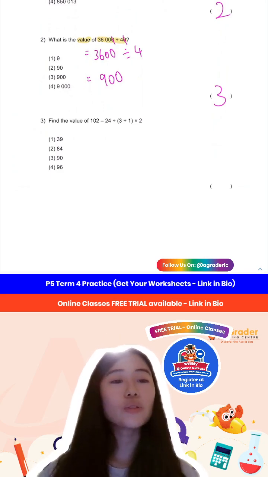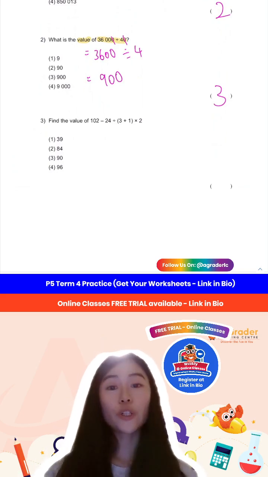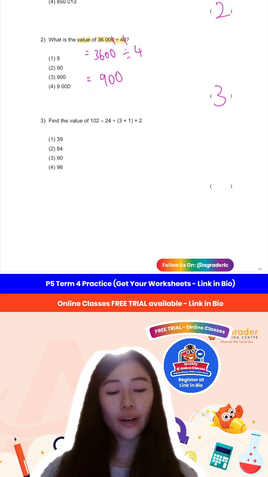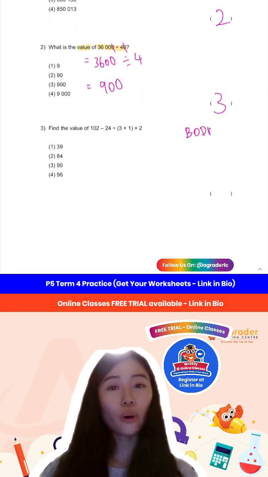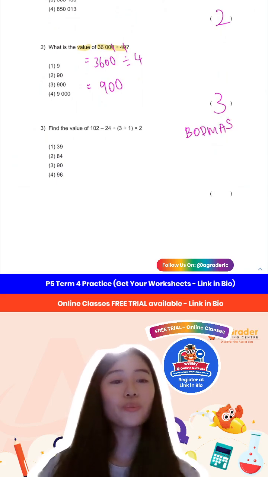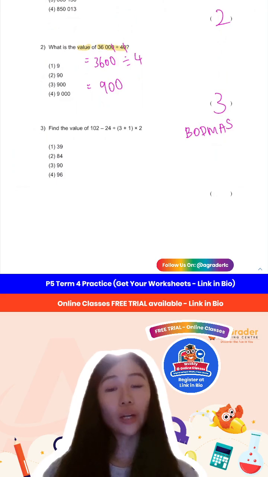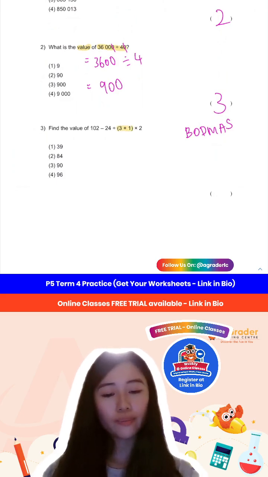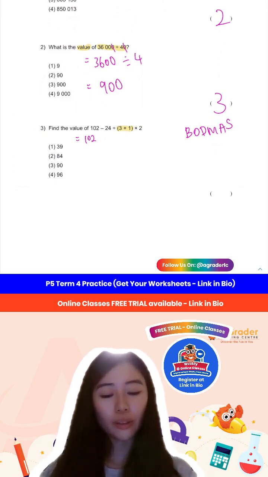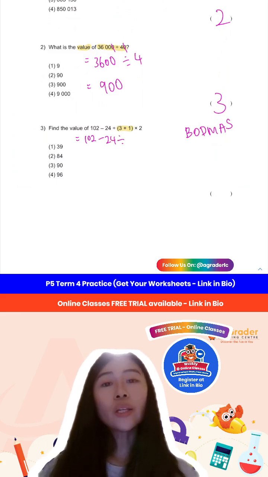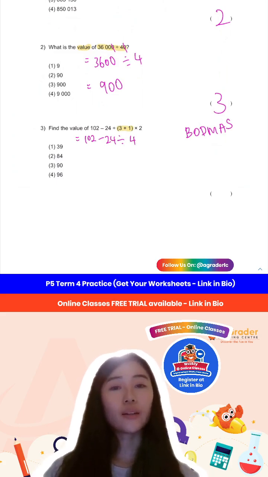Alright, so it seems like most of you are done. So let's check. This is an order of operations question, right? You learned this in P5. So most of you will use this acronym, BODMAS, that you have learned in school. B stands for bracket. Let's calculate whatever is within the bracket first. Everything in front, you just copy down exactly the same, okay? So within the bracket, I have 3 plus 1, which is 4. And then you can take away the bracket.